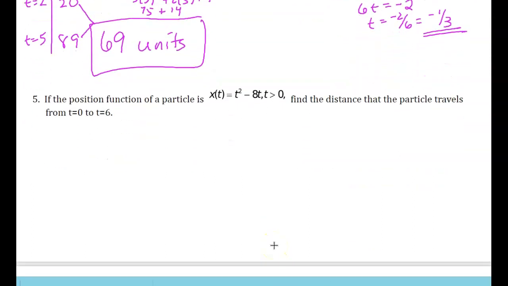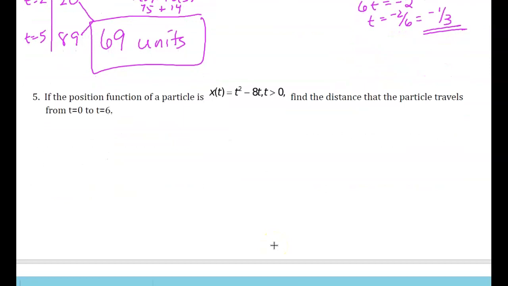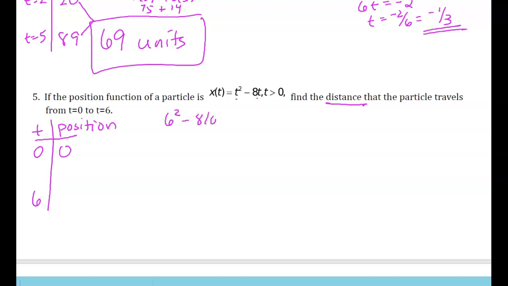Oh, let's look at number 5. I bet you can tell what happens here. So we want to find the total distance. Same thing, I'm going to do position. We've got 0 and 6. If I plug in 0, I get 0. And if we plug in 6, what's that? 36 minus 48. So negative 12. Remember, you're on a number line, so we can have negative 12 as a position. We move to the left or we move down.